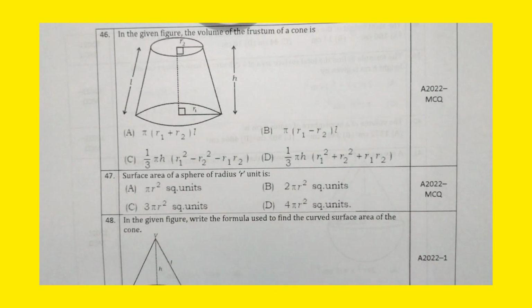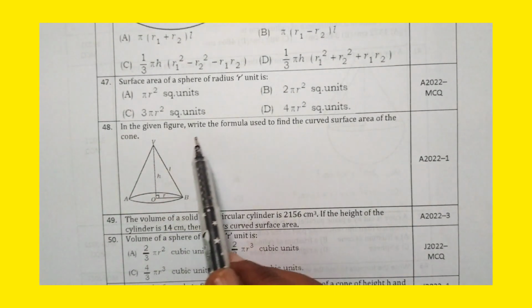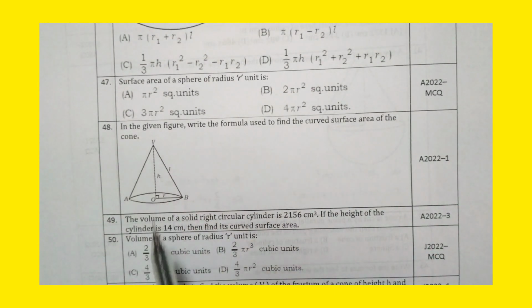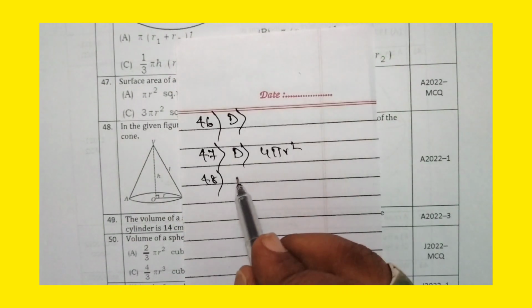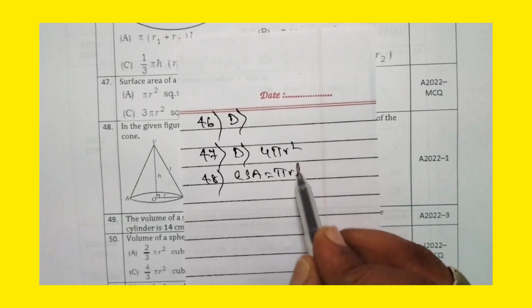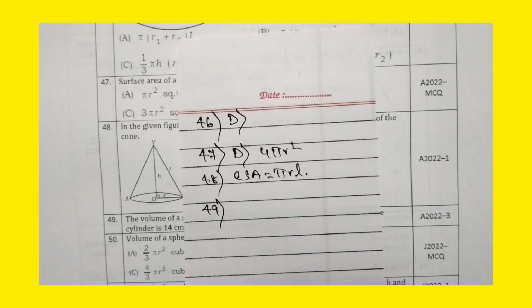In the given figure, 48th question, write the formula used to find the curved surface area of a cone. We have to find the curved surface area of this. So the curved surface area is equal to pi r l. Now let us move to the 49th question.